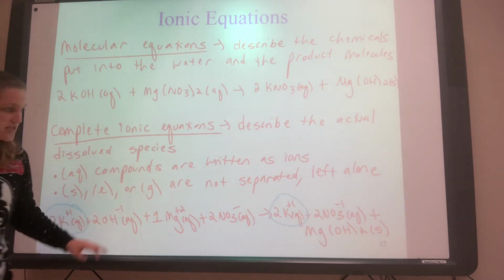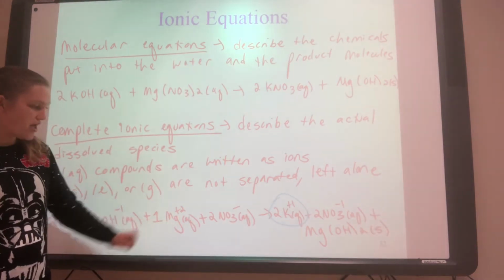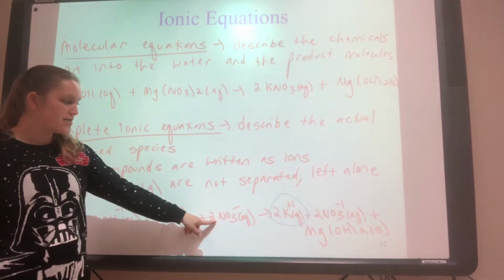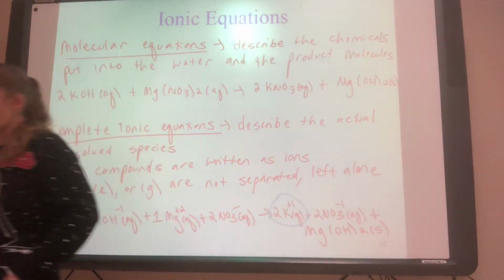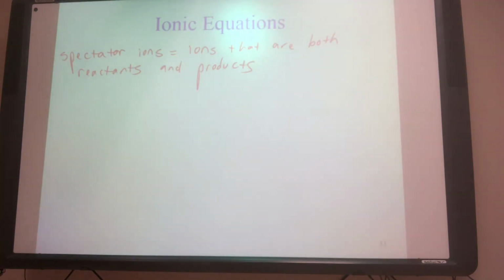What about the OH minus? Here's OH minus, but here's OH in a compound, so no. Mg2 plus, Mg as a compound, so no. 2NO3 minus aqueous, 2NO3 minus aqueous. So these are my spectator ions. So if I asked you what are the spectator ions, you would say K plus aqueous and NO3 minus aqueous are spectators. So those are the ones that are just sitting around not doing anything.